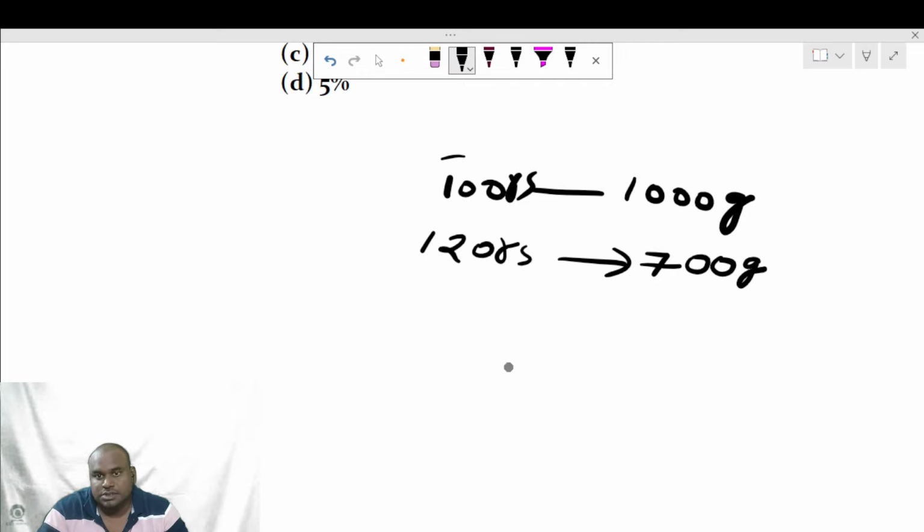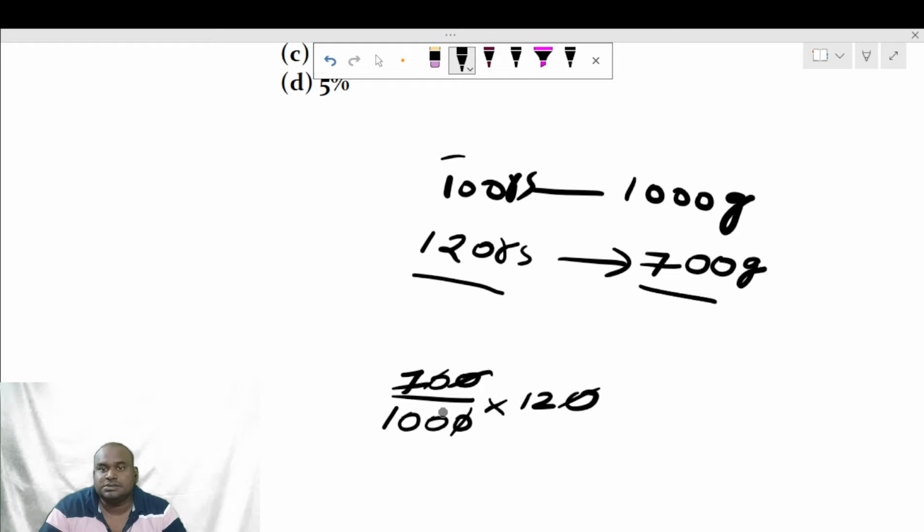For purchasing 700 grams, how much amount they spent with this rate, that you need to find out. For 700 grams, how much it costs? Per 1000 grams, it is 120 rupees. So 12 into 7 is 84. Now they are spending 84 rupees to buy 700 grams of sugar.